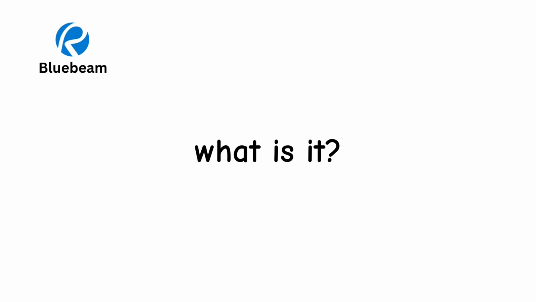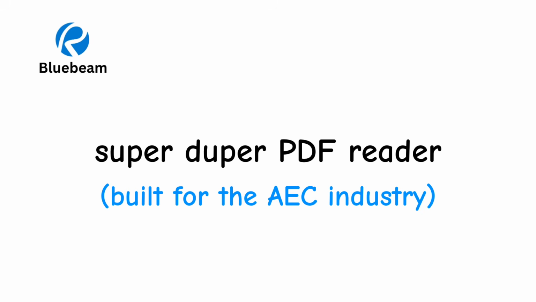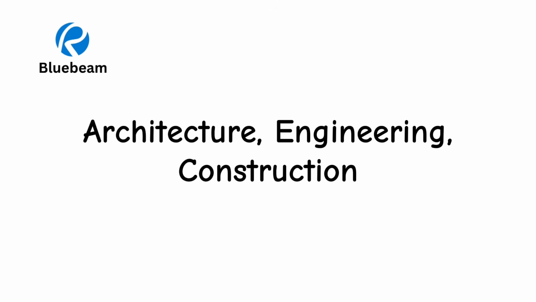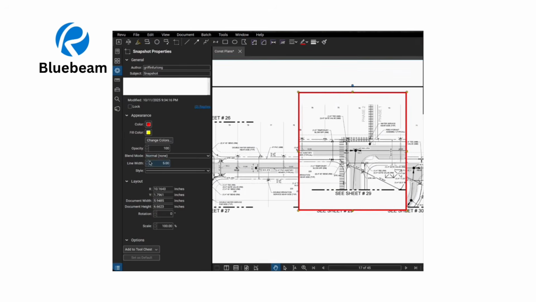The second program is Bluebeam. The easiest way I can explain Bluebeam is that it is basically a super PDF reader built for the AEC industry, which stands for Architecture, Engineering, and Construction. You can open a normal PDF, but instead of only reading it, you can measure it, draw on it, add comments, compare different versions, and create exhibits.